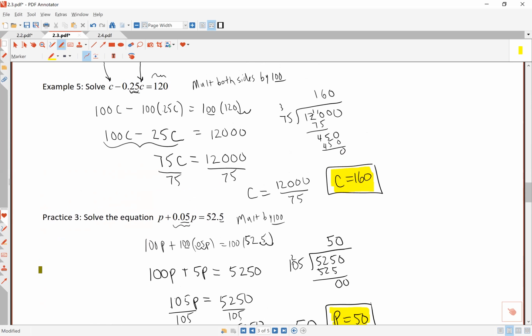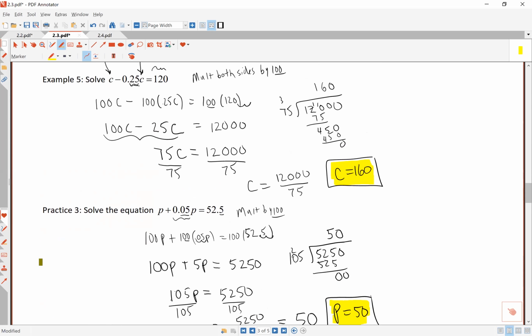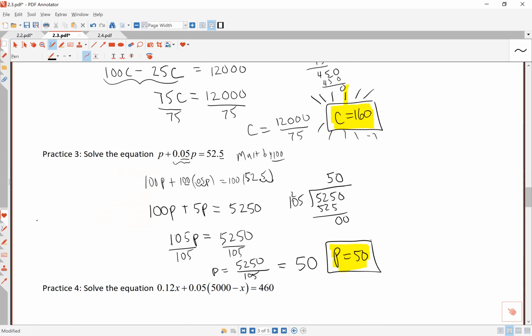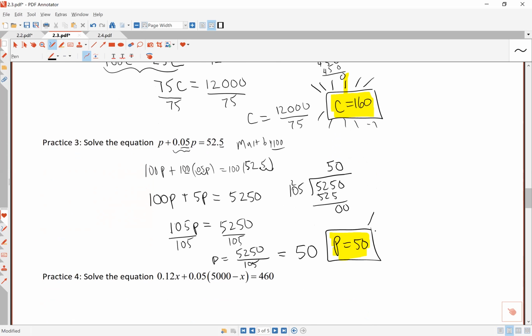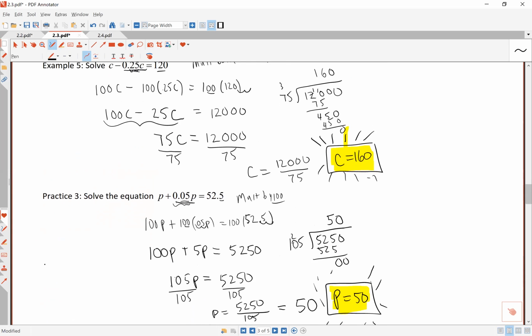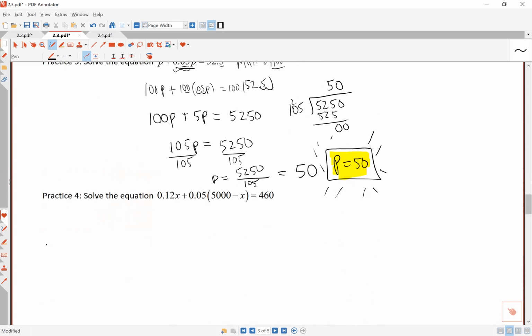Okay, so example 5 represented something that cost $160 and was reduced by 25%, and the sale price is $120. Practice 3 stands for something that had a price of $50 and got increased by 5% and ended up being $52.50. Both of these are very important problems for this class. We'll see these again soon.